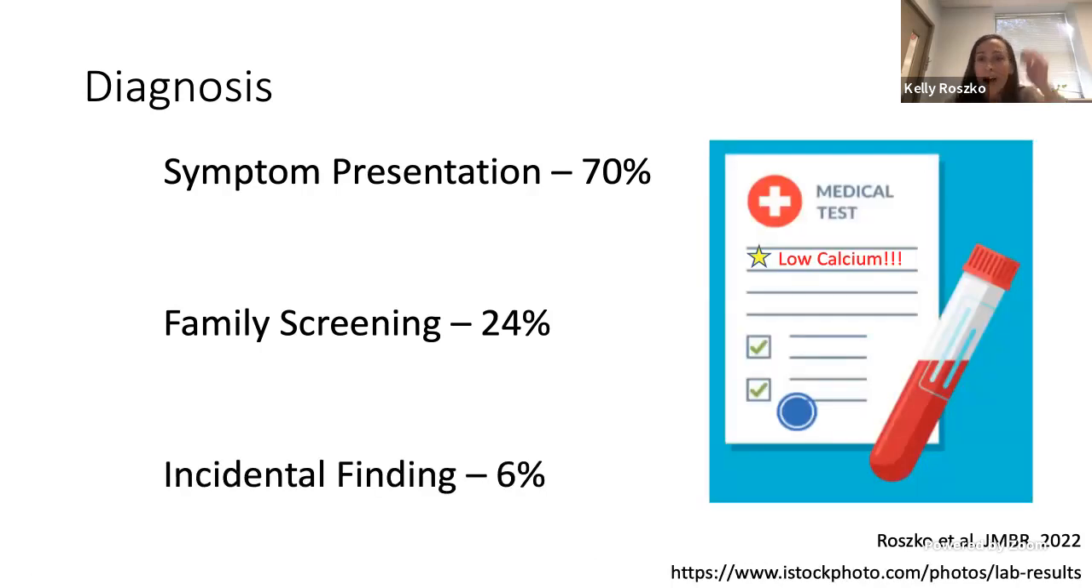And finally, 6% of the diagnoses were due to incidental findings. Incidental finding means that the patient had blood drawn for another purpose or for just routine screening, and then it was found that their calcium was low. So these patients didn't have any symptoms or problems. They were just found to have a low calcium, and when it was worked up by their doctor, found to have hypoparathyroidism.